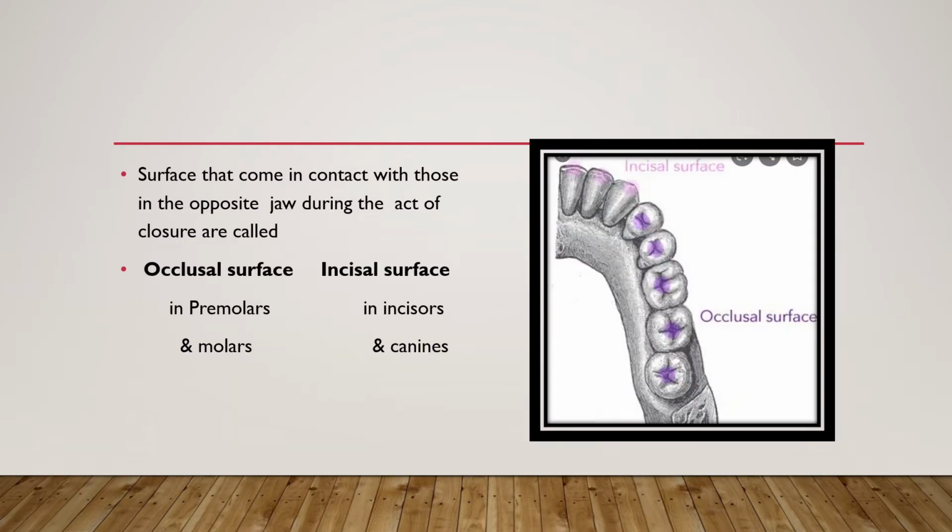Next are the surfaces that come in contact with those in the opposite jaw during the act of closure. Now, while we close the mouth, the teeth of the opposite jaws come in contact with each other, and the surfaces of those teeth that come in contact with each other are called the occlusal surface in premolars and molars, and the incisal surface in incisors and canines. As you can see in the picture, the incisal surfaces are present in incisors and canines, and the occlusal surfaces are present in the premolars and molars, and they are marked with the blue color.